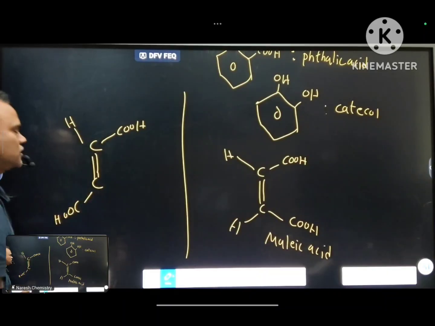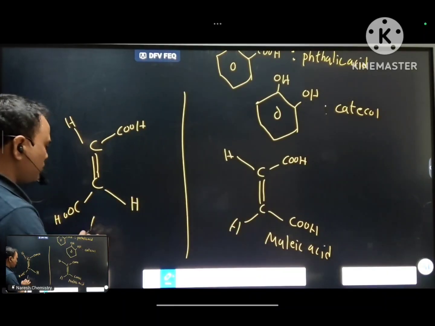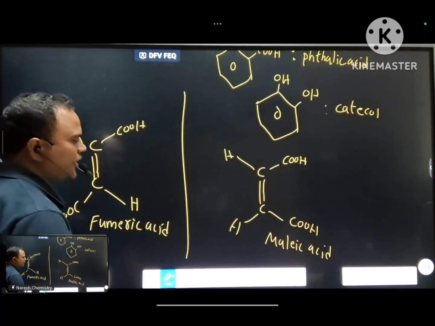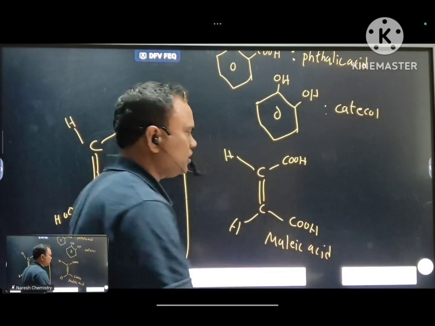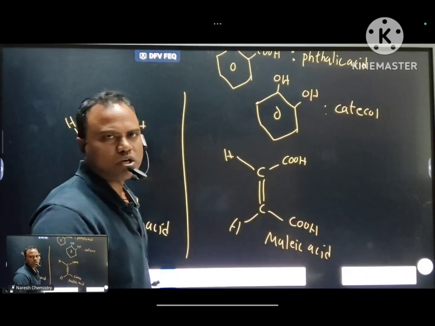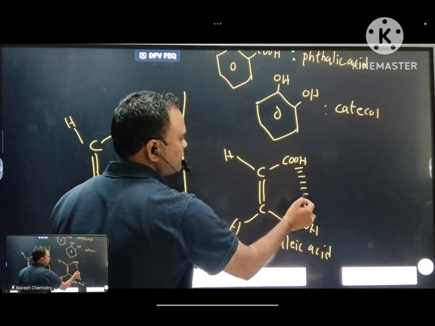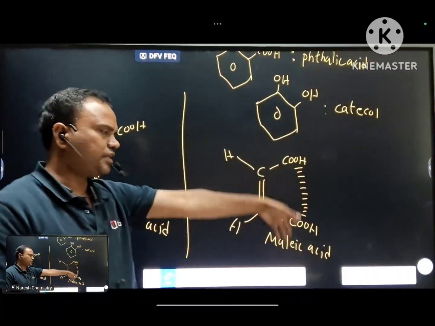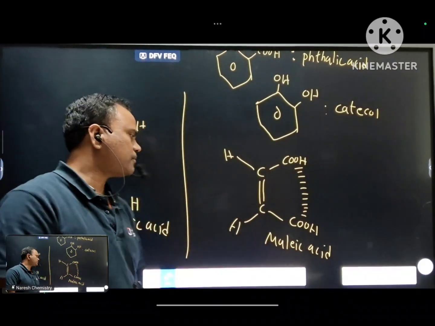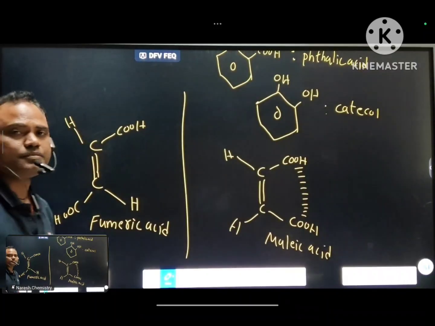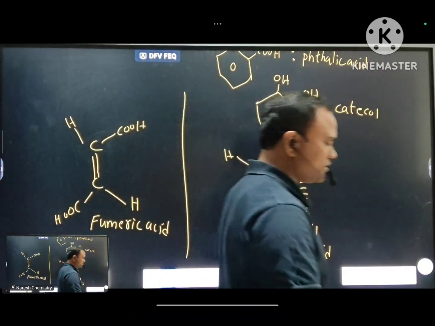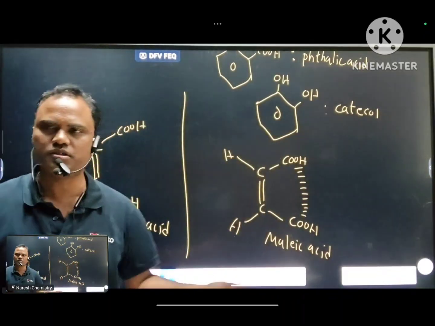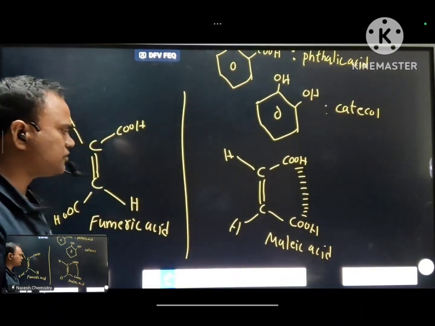In fumaric acid, intermolecular hydrogen bonding is present. Very, very important. Maleic acid contains intramolecular hydrogen bonding because two COOH groups are present on the same side. So within the single molecule, hydrogen bonding takes place because of adjacent, side by side positions. Some statement type questions will also come: maleic acid contains intermolecular hydrogen bonding, fumaric acid contains intramolecular, which of the following statements is true? Like that, statement type questions.